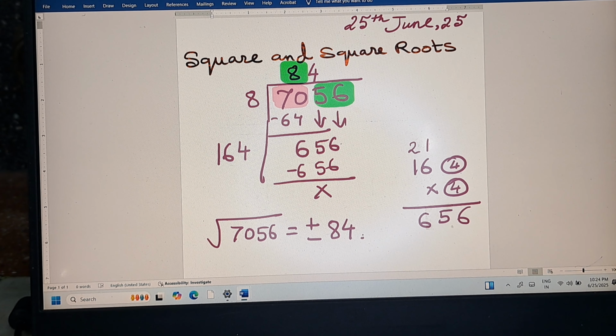I hope you all have enjoyed this class, learning square root and how to find the square root by applying both methods: method number 1, prime factorization method, and method number 2, division method.